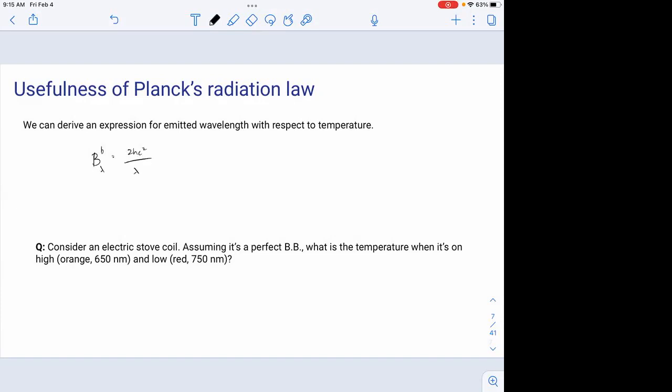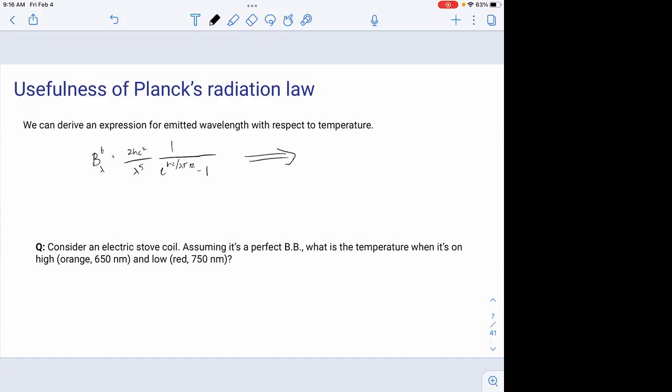2hc squared over lambda to the fifth multiplied by 1 over E hc. Don't mind me talking to myself as I write this out. Okay, so we can derive this: take the derivative of this equation with respect to wavelength and then set it equal to 0. So I want you to think about that for a minute. Do you agree? I think we could get there, and then we'll do a little bit of a simplification.